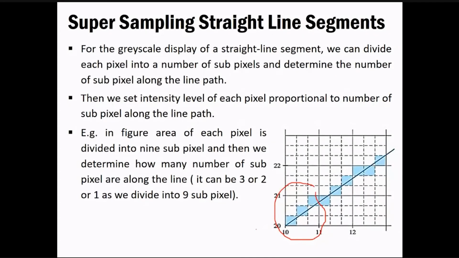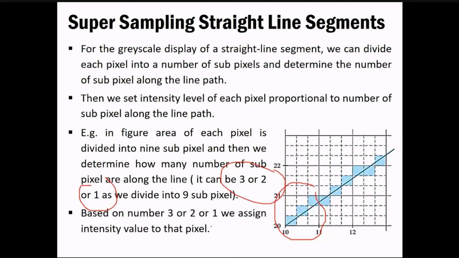If it is 9 subpixels and we are considering a line, obviously the number of subpixels would be in this range only, varying from 3 to 1. For this particular case we have a count of 3. Based on the number 3 or 2 or 1, we assign the intensity value to that pixel. So you have to give some intensity to the pixels through which your line is passing.